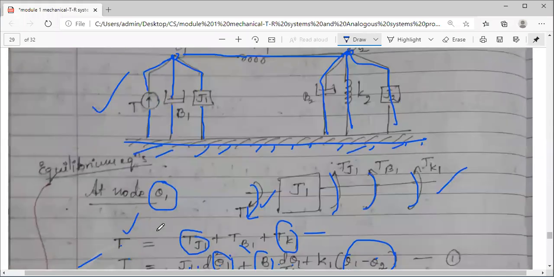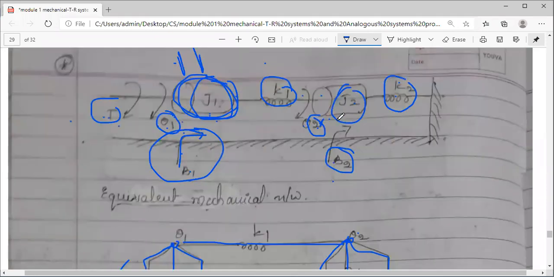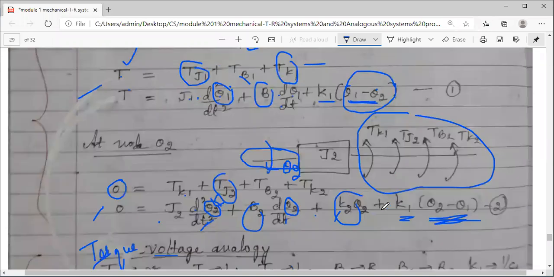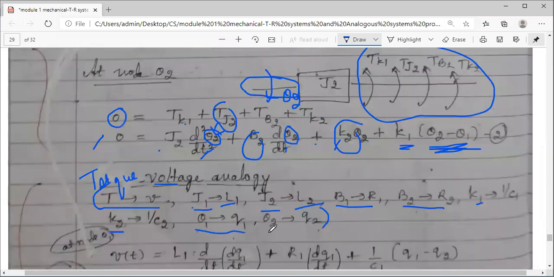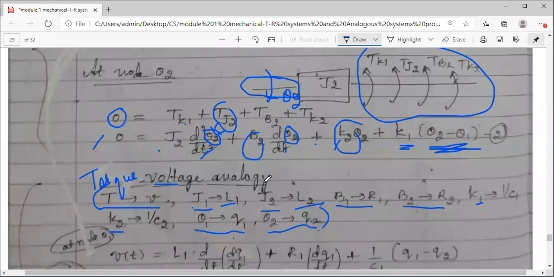K1, K2, K3 is there, but in the figure, K3 is not there. So J1, J2, B1, B2, K1, K2. Only two terms are there, theta 1 and theta 2. And how are thetas replaced? They are charges, Q1 and Q2. So these are the equivalent quantities I have listed. Now this will make your work easier. No need to turn the pages every time and check what the equivalent quantities are. Once you list this, then referring to it, we can go for the analogous quantity conversion.